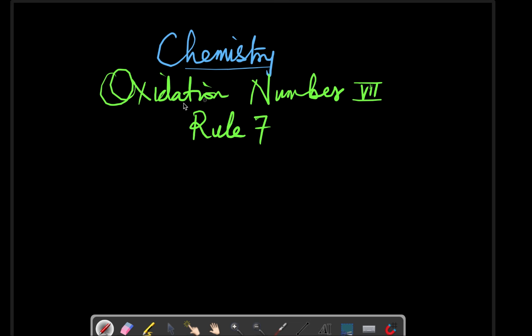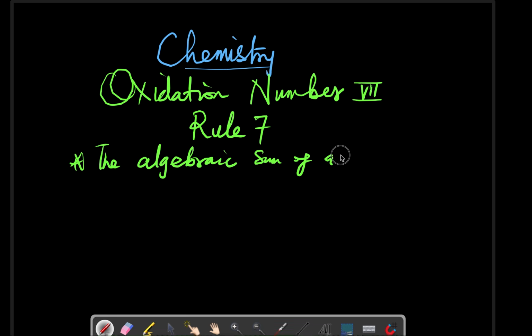This particular rule is talking about the algebraic sum of all elements in a compound. Know that it is 0. I'll give you two conditions. The first one is that the algebraic sum of all elements in a compound is equal to 0. So you need to be familiar with this.